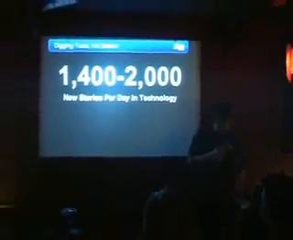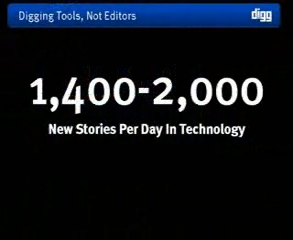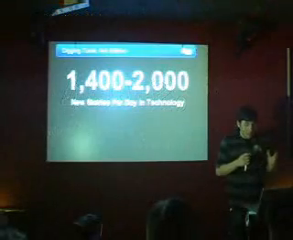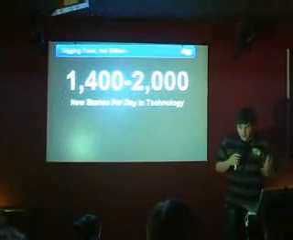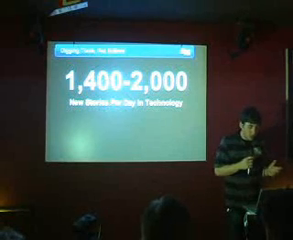So that is pretty much all of the new features that we've added to Digg 3.0. But one of the problems, not really a problem, but something that we've known about for a long time is that we have a lot of incoming data into Digg. So right now, just in technology alone, we have between 1,400 and 2,000 newly submitted stories per day. That's a lot of stories. It's impossible for any one user to dig through all those stories, find something that they're interested in, and then dig it.